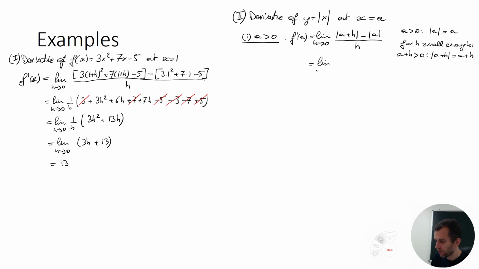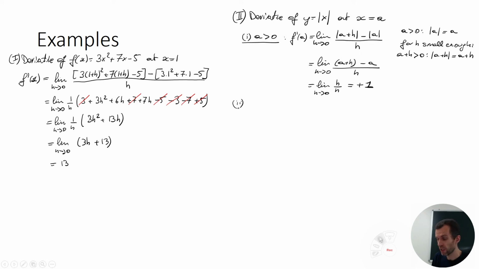So with that, the limit becomes a plus h minus a divided by h, and so you get limit of h going to 0 of h divided by h, and that is just plus 1.